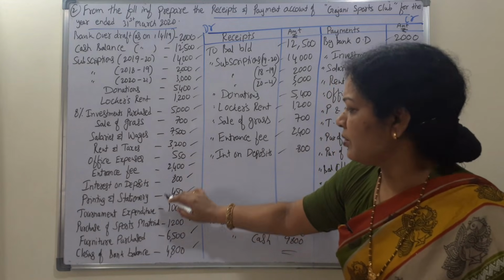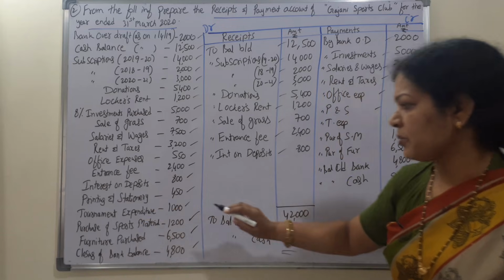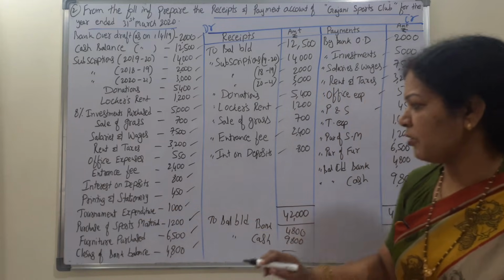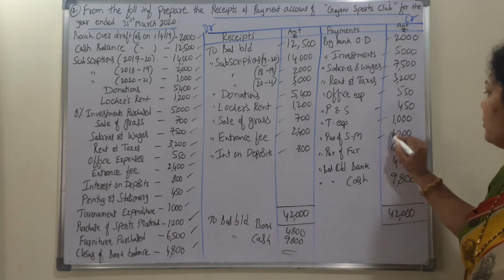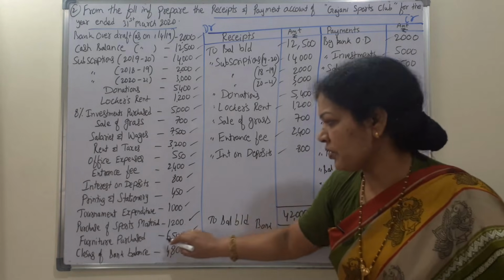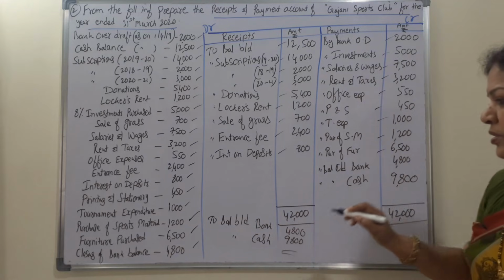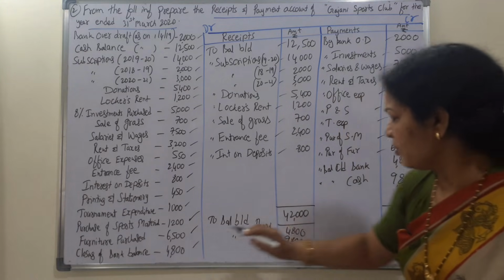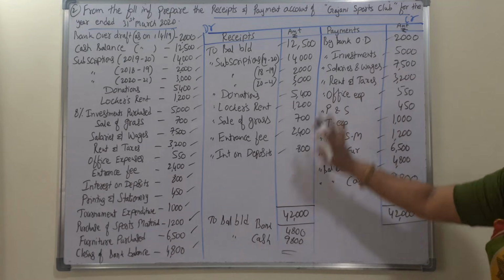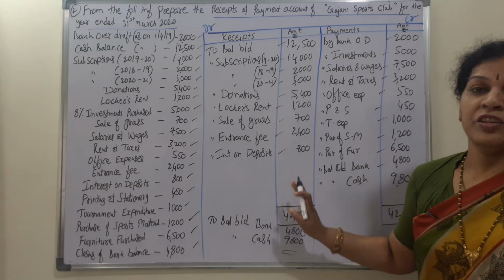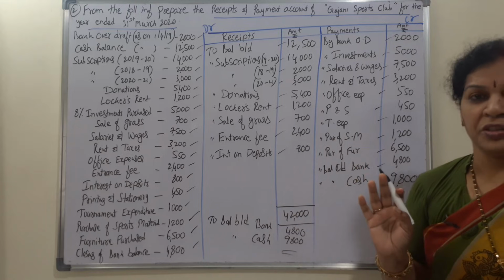Then tournament expenditure is in expenses. Sports material is also expenses, 1,200. Next, furniture purchased, it is also expenses. Next, closing balance 4,800 is given. So everything we have posted, and the calculation also you have to recheck once again.